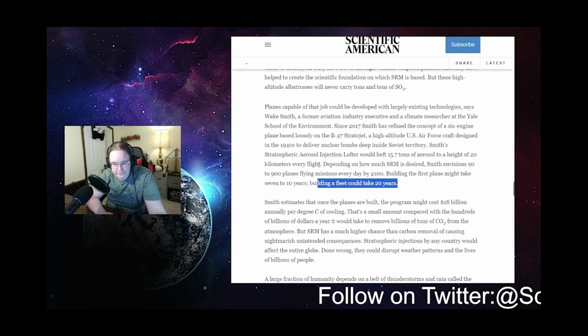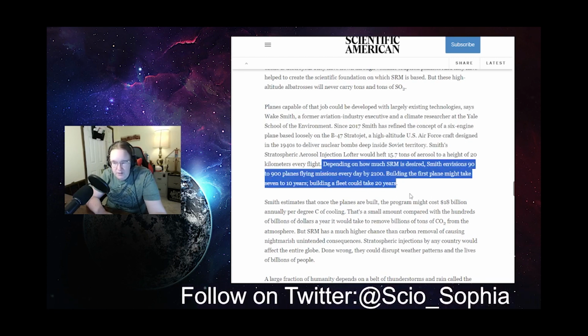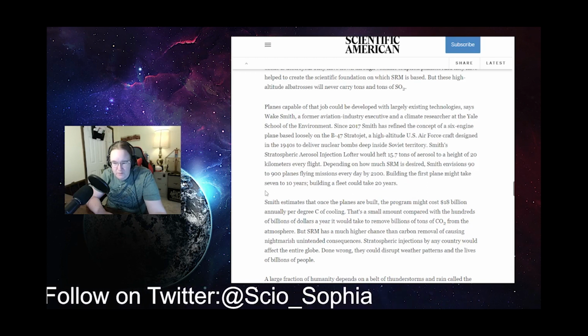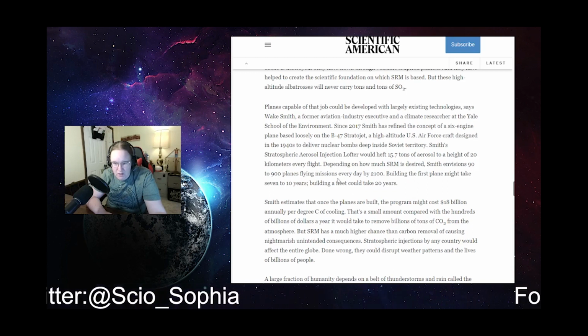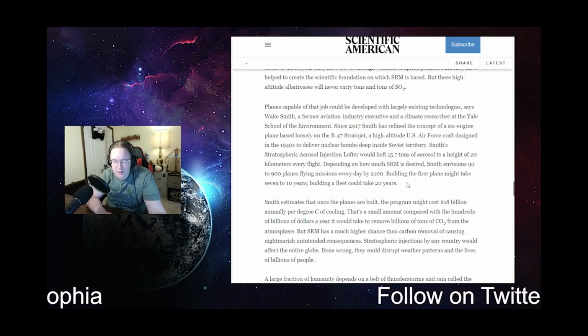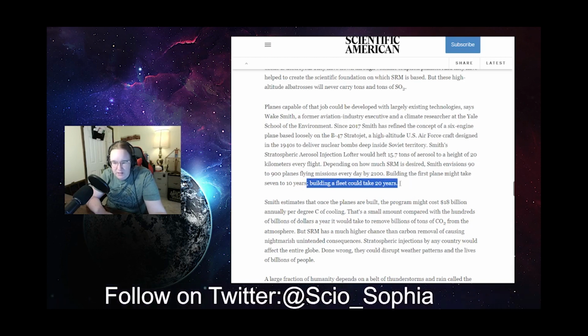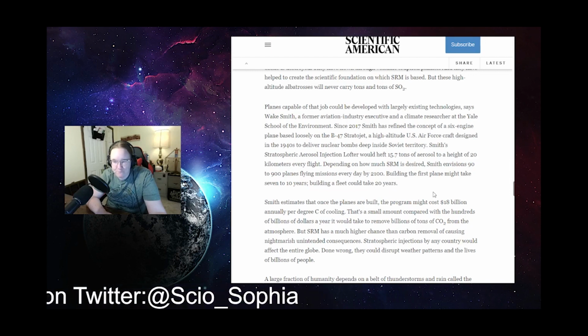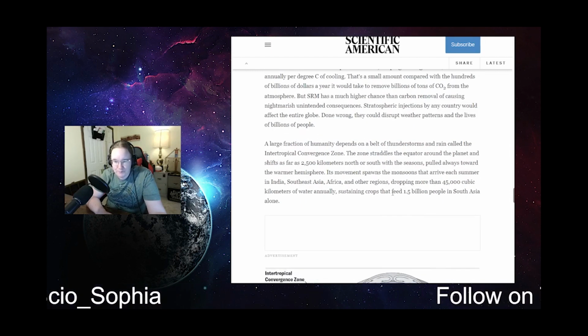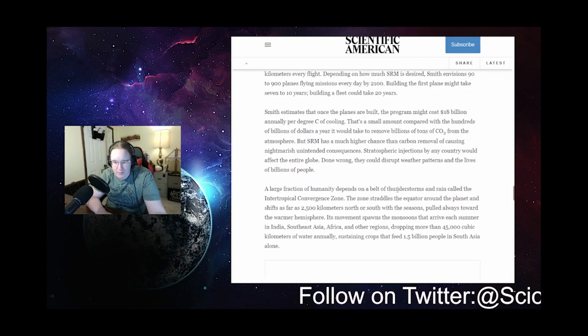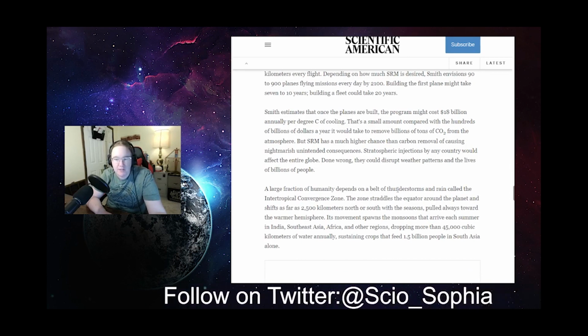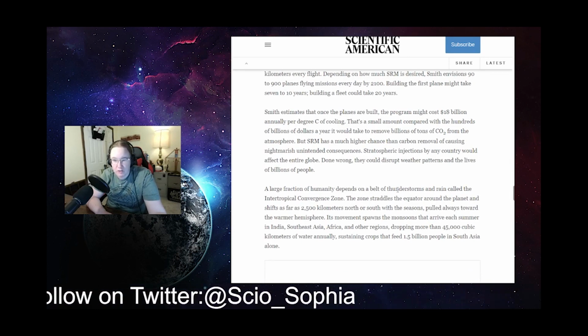Depending on how much SRM is desired, Smith envisions 90 to 900 planes flying missions every day by 2100. Building the first plane might take 7 to 10 years. Building a fleet could take 20 years. That's where you get to the problem. You're right back to the same problem: the amount of time it takes to pull these things together is a huge challenge.